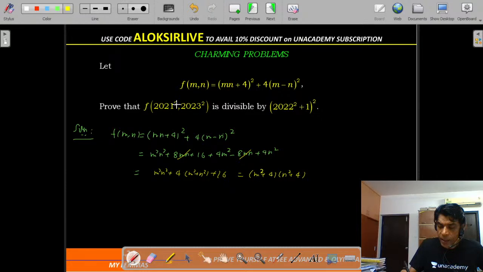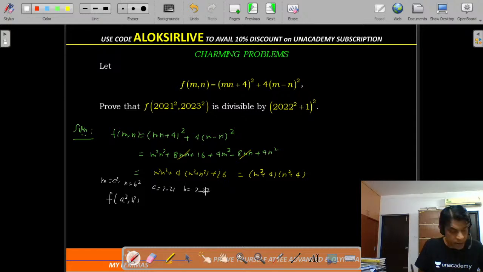So now if you do that, if I write f of m and n, so if I write f of a squared and b squared, where m is a squared and n is b squared, and a is 2021 and b is 2023, some random numbers. So you will get here a to the 4 plus 4 and b to the 4 plus 4, right? You will get this one. So at least we got the Sophie Germain form, a to the 4 plus 4 times b to the 4 plus 4.